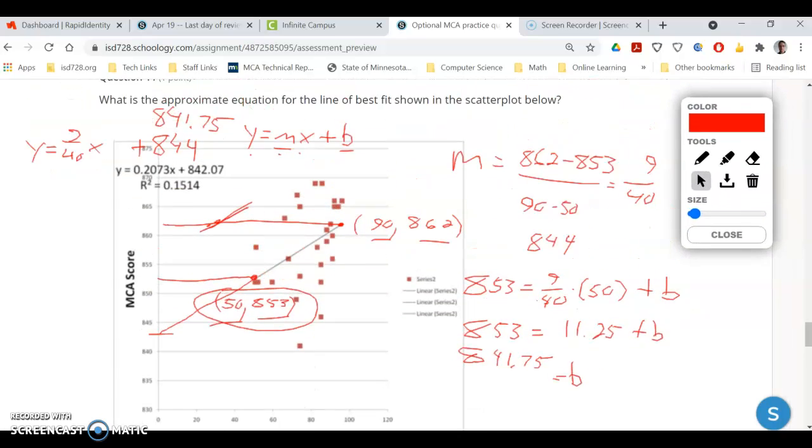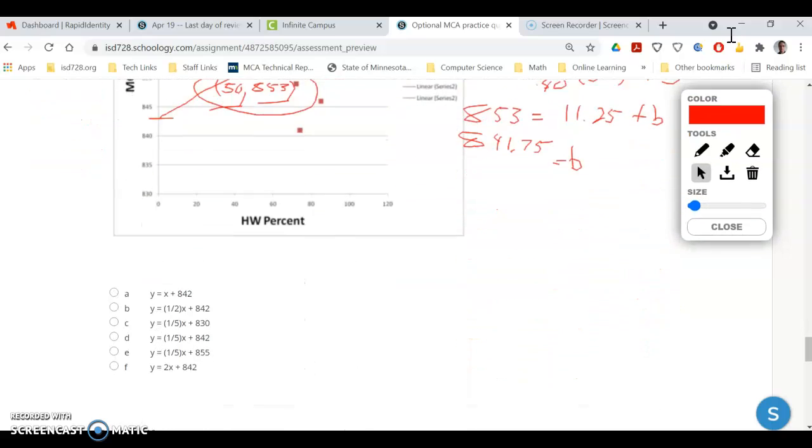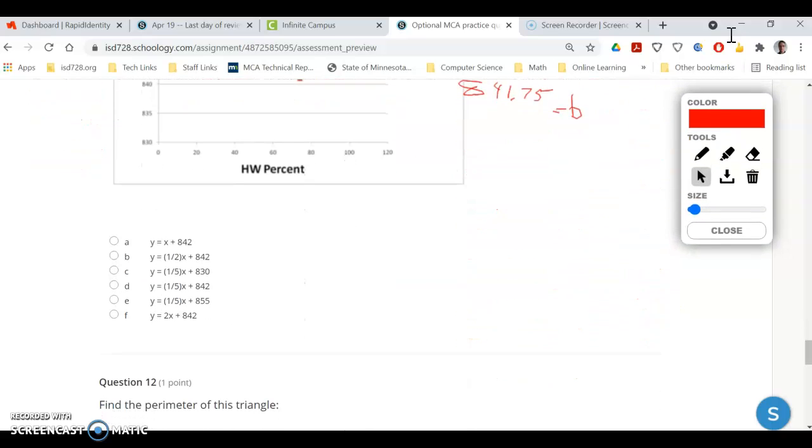So our slope we thought was about 9/40. So that's probably closest to 1/5. Like this slope is 1, that's no good. And 1/2's a little too big. Slope of 2 is too big. So it's probably one of these three. And then we thought the 842 is about the right y-intercept. So it looks like our best choice is D for that one.